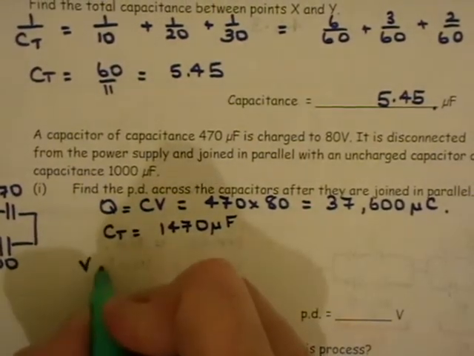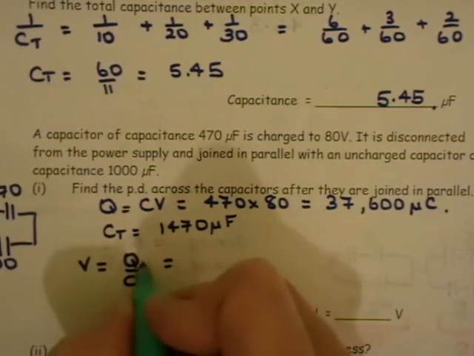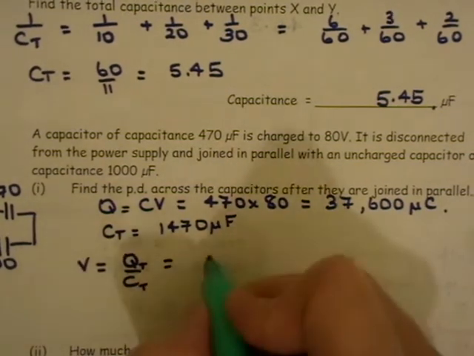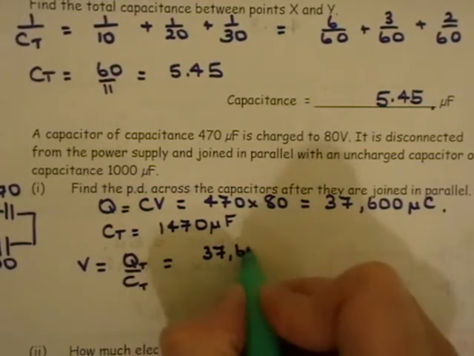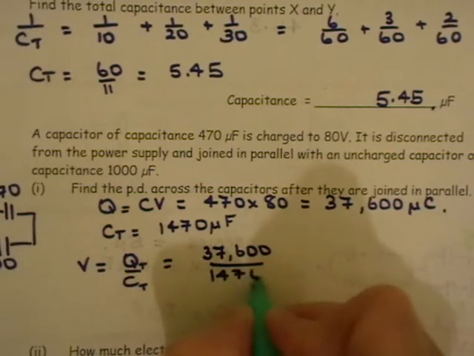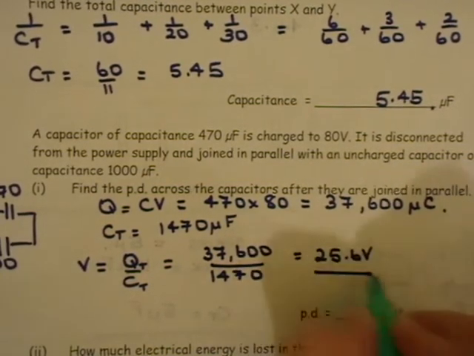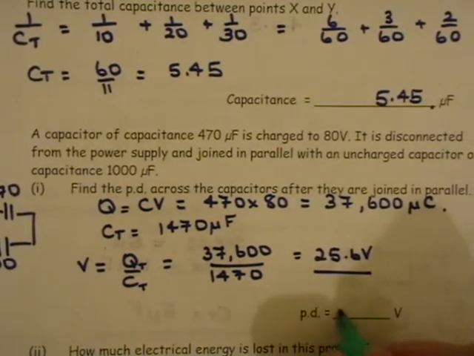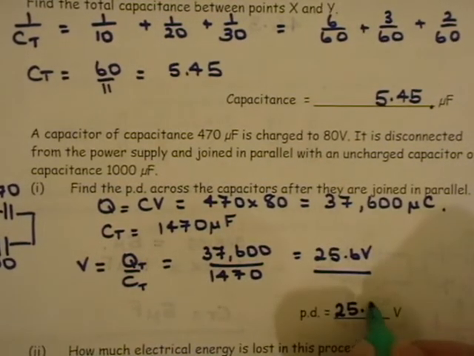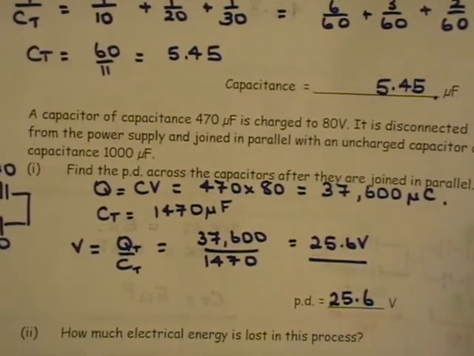And then the last thing you have to do is find your voltage. Voltage is going to be equal to Q over C, totals of course. Q is 37,600 and C is 1470. And that comes out as 25.6 volts. So that's a good bit lower than the 80 volts that was there initially, and you would expect that.